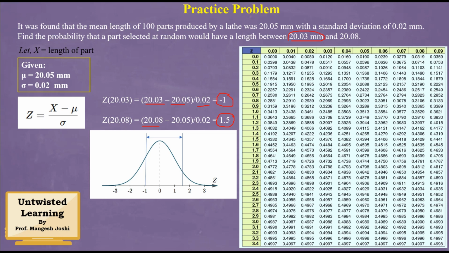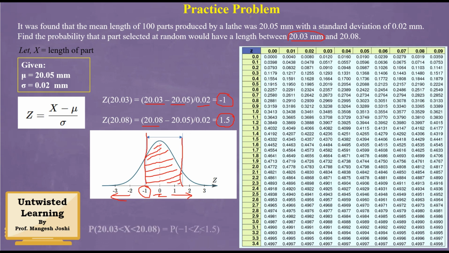So if we see this normal distribution, the z value is here on this side as well as this side, right? So z of minus 1 means this limit, and z of 1.5 means this limit. So basically you want to find the probability of x between these two limits. So the shaded region you have to identify.